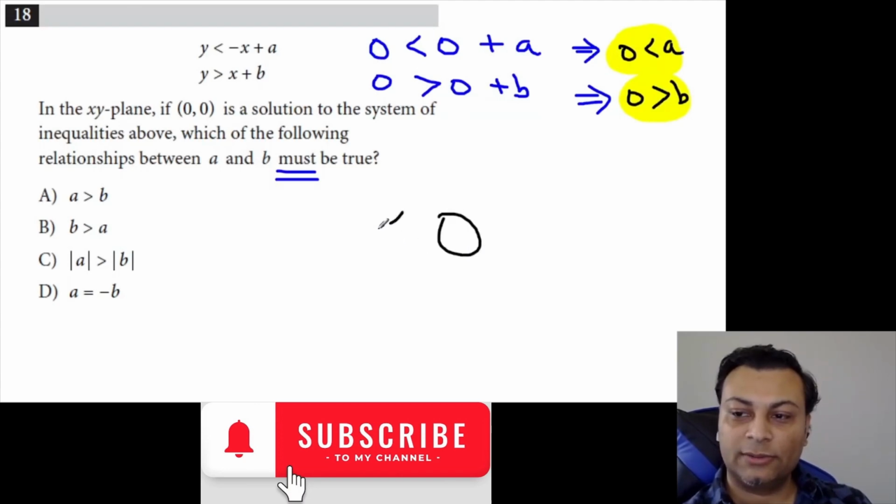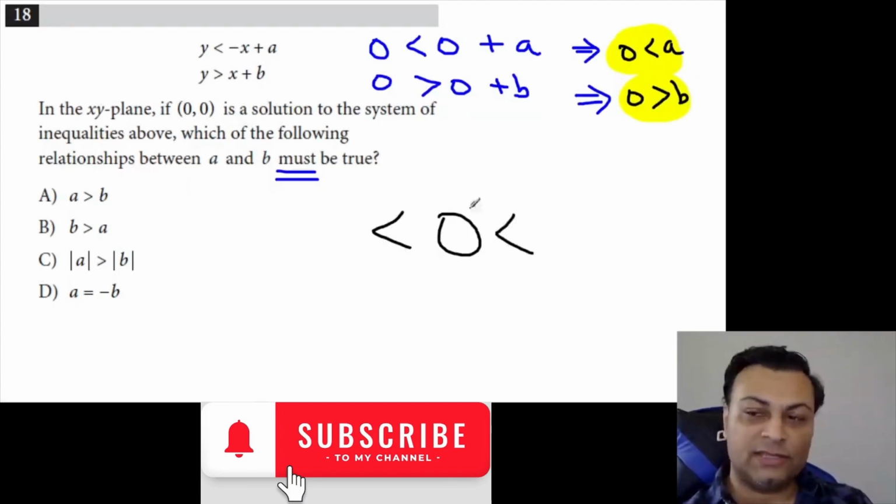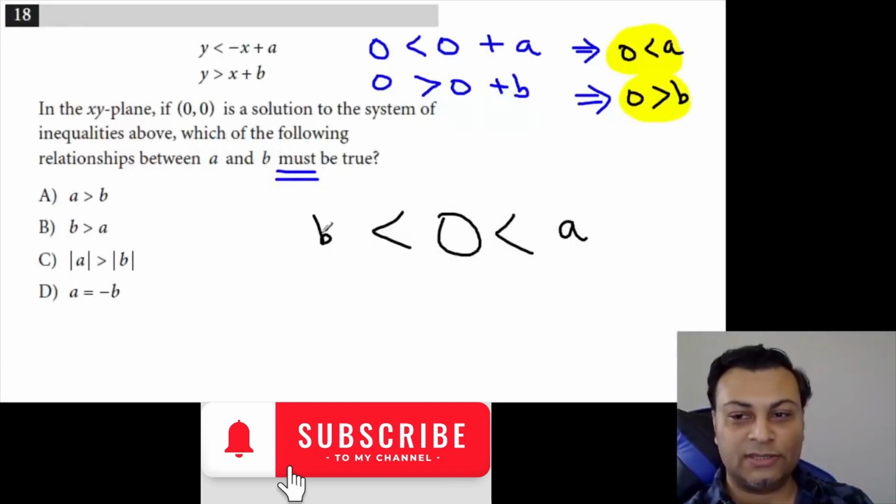0 in the middle. B is less than 0, so B is here. A is greater than 0, so A is here. So you see, A must always be greater than B because A is some positive number and B is some negative number, and any positive is greater than any negative. So A is always greater than B. So the answer is option A.